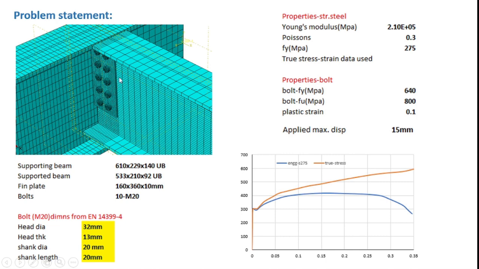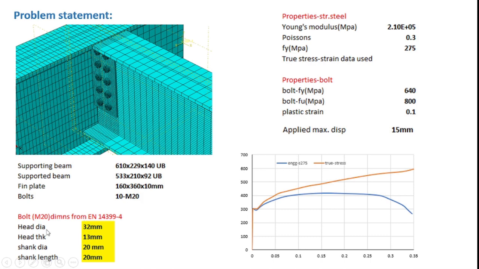So the Abaqus assembly of the shear connection investigated in this tutorial is shown here. So this is a supported beam. The supported beam is of size 533 by 210 by 92 UB, and this is our supporting beam, which is of size 610 by 229 by 140 UB, and the two beams are connected through a fin plate of size 160 by 360 by 10 mm thick, and the connection of the supported beam with the fin plate is accomplished through 10 numbers of M20 bolts, and the bolt details are given here.